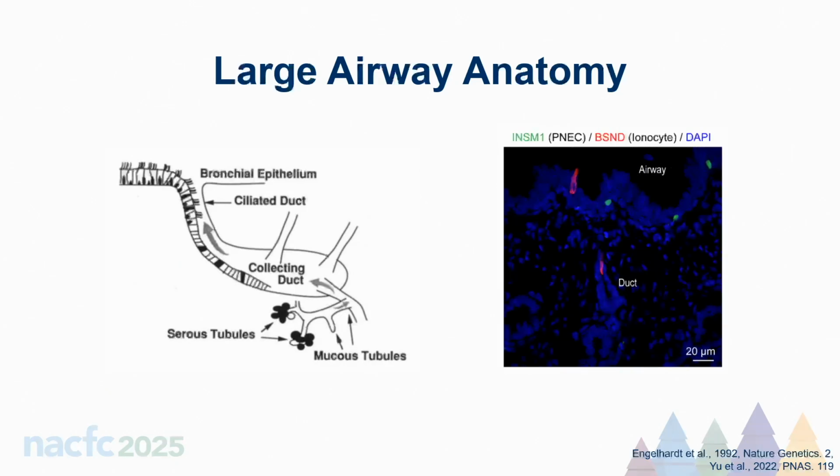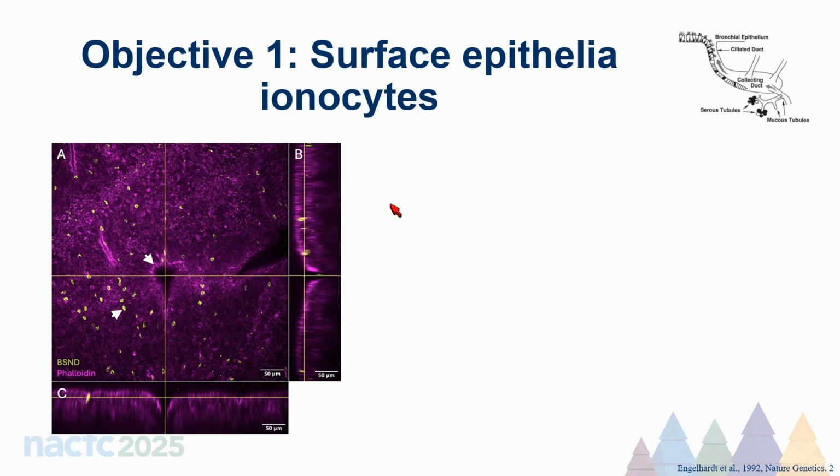Recently, ionocytes were discovered to be located in these submucosal glands, and I was interested to understand their role inside these glands and the surface epithelia. Looking at the surface epithelia ionocytes first, this is a confocal image of a whole mount tissue stained with BSND, an ionocyte marker, and phalloidin, an actin marker, giving us a visualization of the tissue. The arrow to the left points at a BSND-positive ionocyte, which seem to be scattered throughout the surface epithelia, and the middle arrow points at the opening of the submucosal gland, which you can see more easily in panels B and C, as they are a construct of panel A.